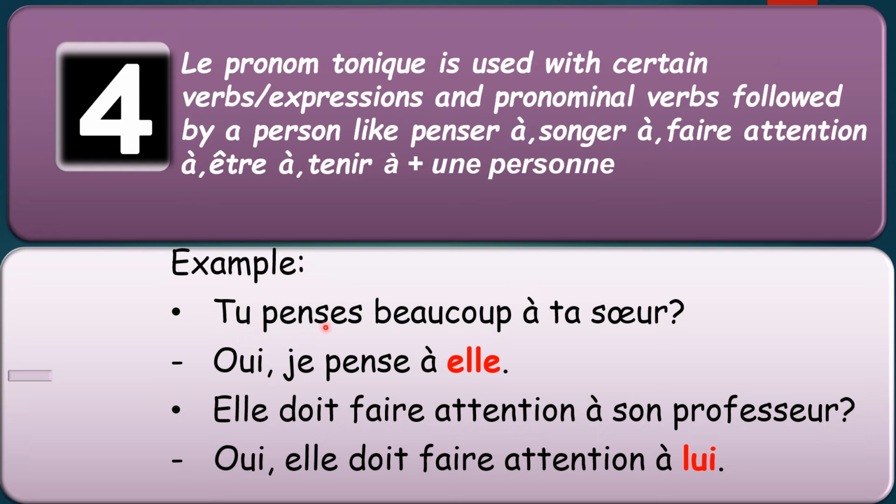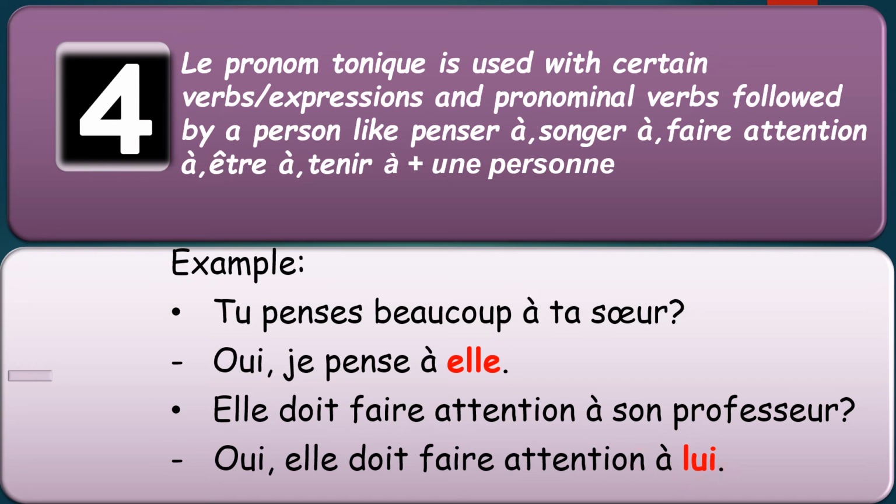Example, tu penses beaucoup à ta sœur. You think a lot about your sister. Oui, je pense à elle. I have replaced your sister with her. Yes, I think about her a lot. Elle doit faire attention à son professeur. She should pay attention to her professor. Professor is masculine. Yes, elle doit faire attention à lui. As you can see, with these verbs, a pronom tonique can be used if it's followed by the preposition plus a human being.